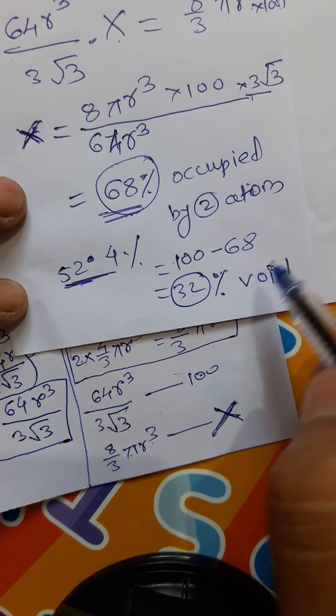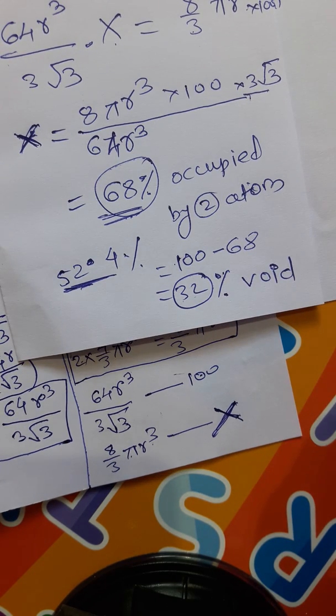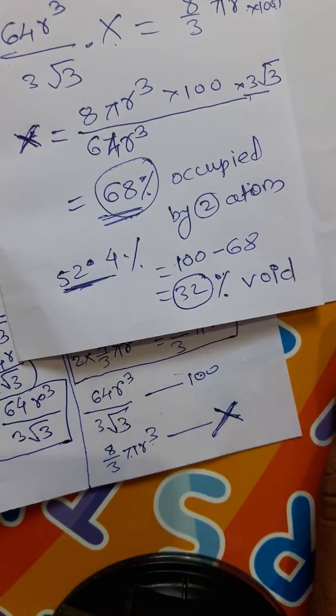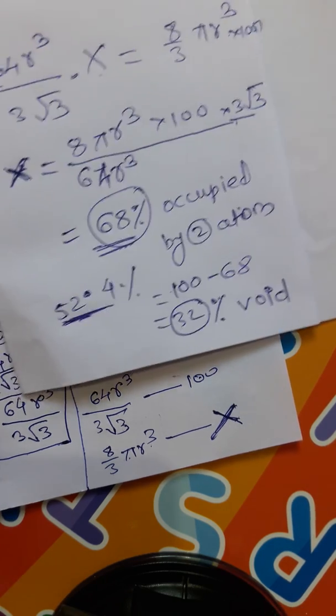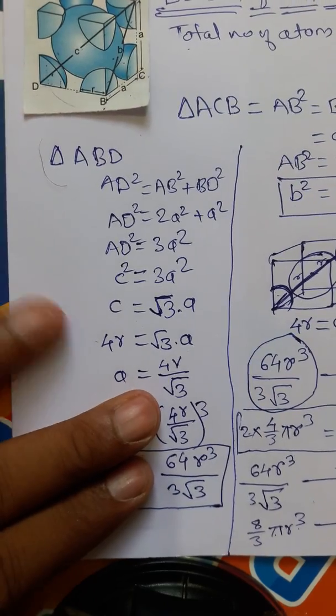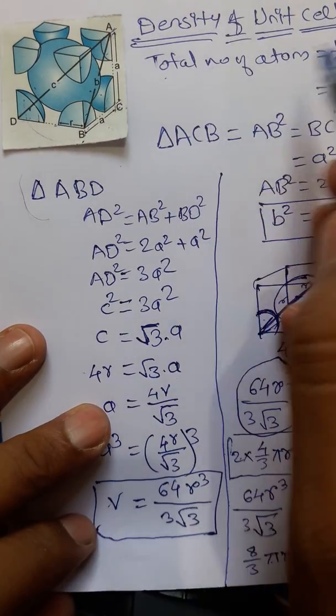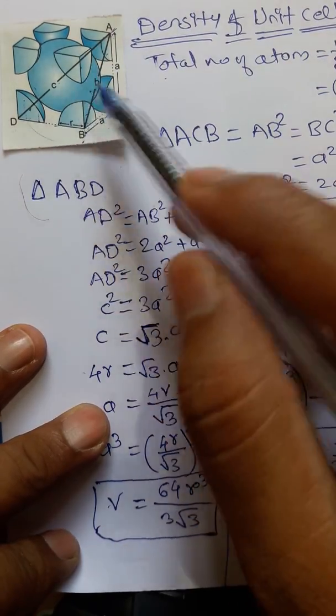So this one is about packing efficiency of body center unit cell. In next lecture we will discuss about packing efficiency of face center unit cell. So friends, just try to explain again in short. Here we are explaining density of unit cell related with body center unit cell.